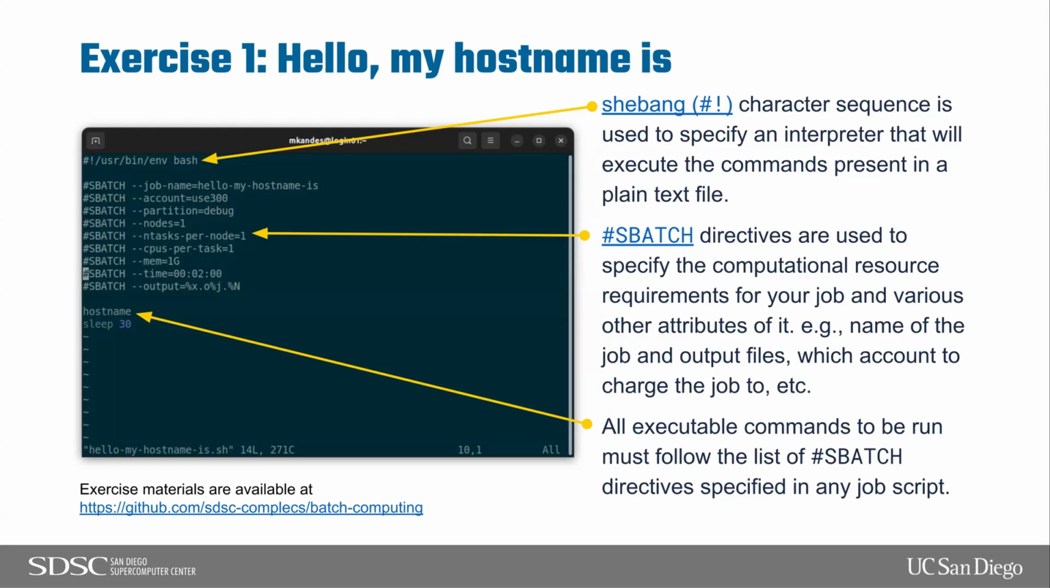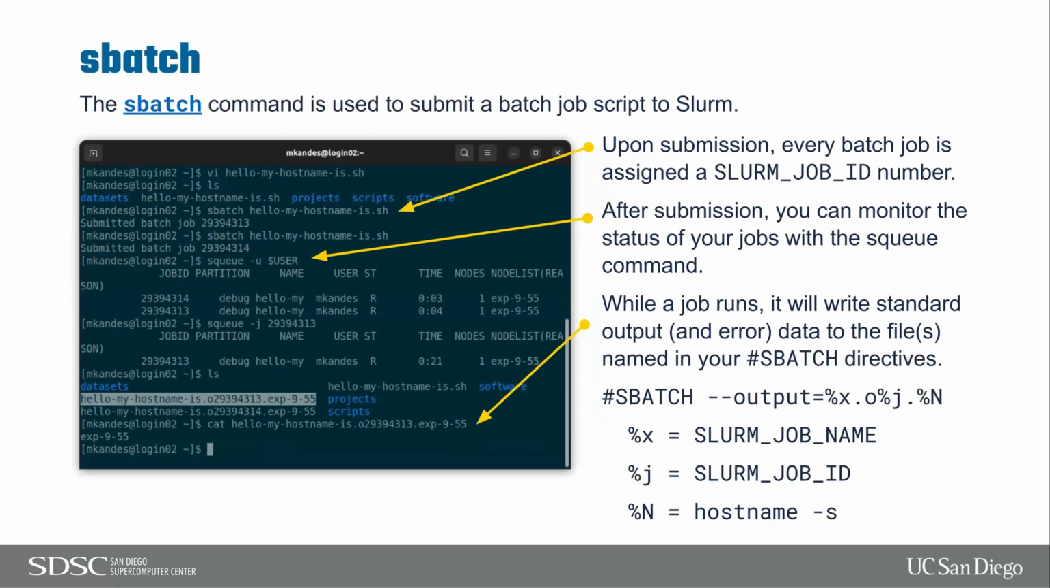Okay, so yeah, so this is a simple example. And let me go ahead and show you that on Expanse. So this is what you would see on Expanse when you run this example, right? So this is the sbatch command. This is the command that you'll use to then submit that script to the system itself, right? So here I'm running the sbatch hello, my host name is example from the repo.